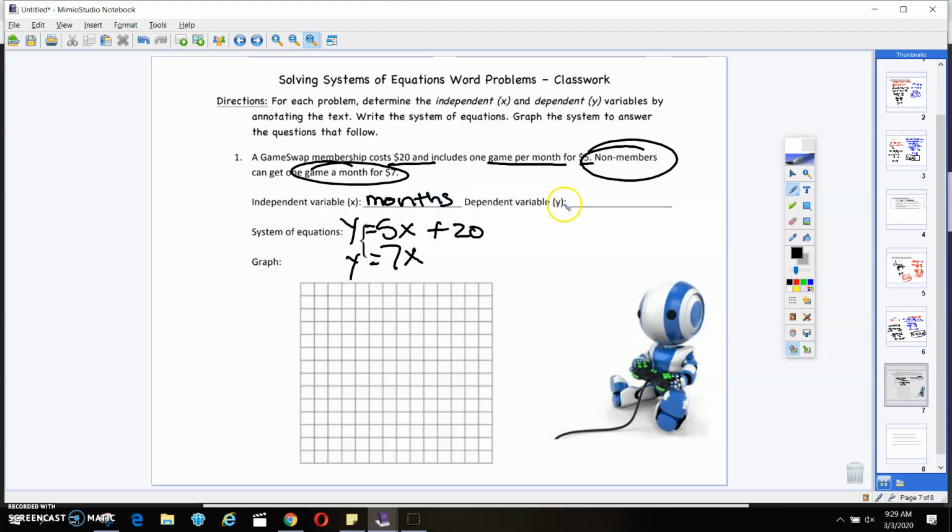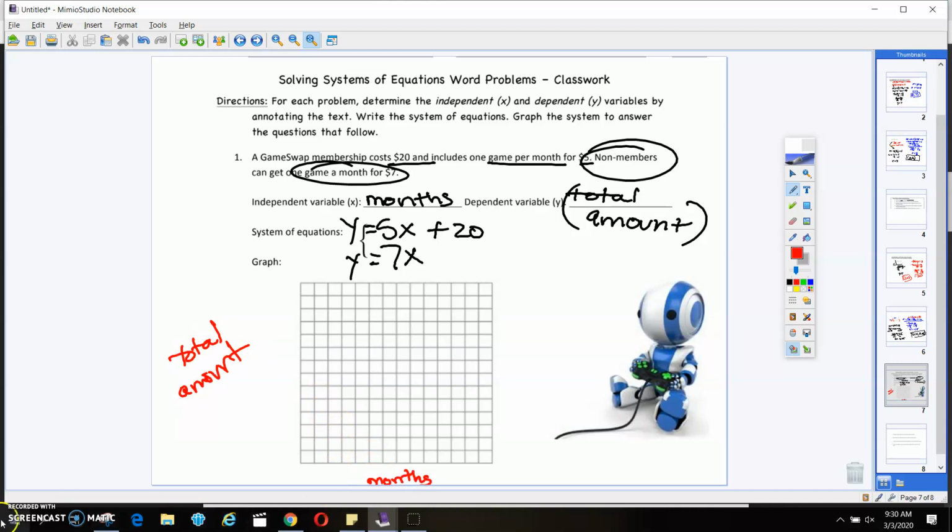And my dependent variable represents what? That's my y value. Total amount spent, whatever you want to call that. I'm going to call it a total amount. Okay? You graph this, what's going to happen is on the y-axis, you're going to put the dependent variable, which is the total amount. On the x-axis, you're going to put the number of months.